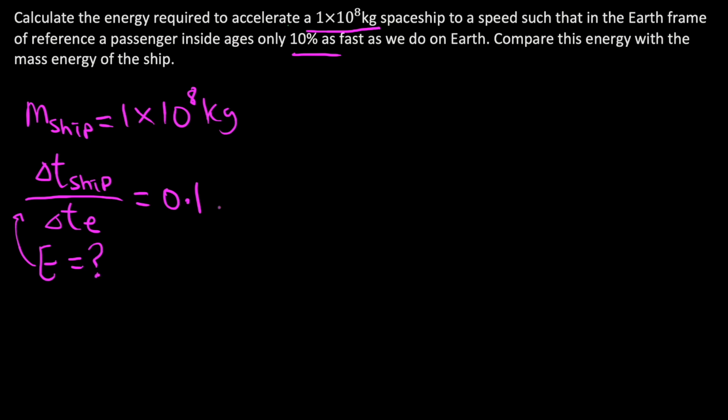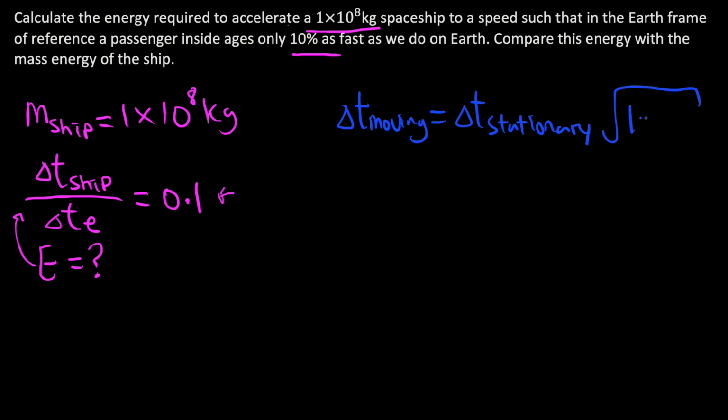We can use time dilation to simplify this equation. According to time dilation, we know that the moving object's frame of reference has a smaller value of time, so the clock in the moving frame of reference runs slower. This tells us delta T moving is equal to delta T stationary multiplied by the square root of 1 minus v squared over c squared.